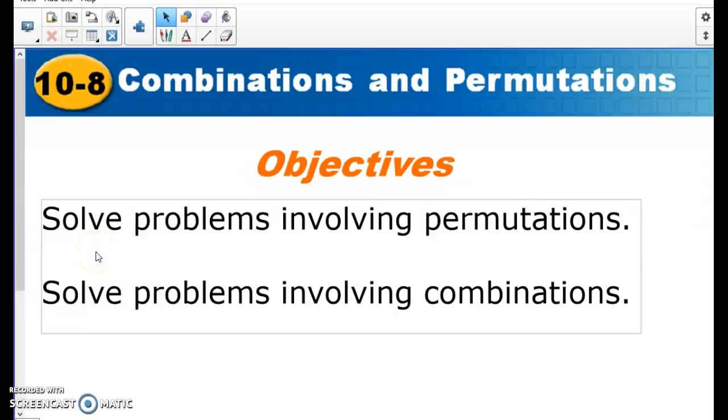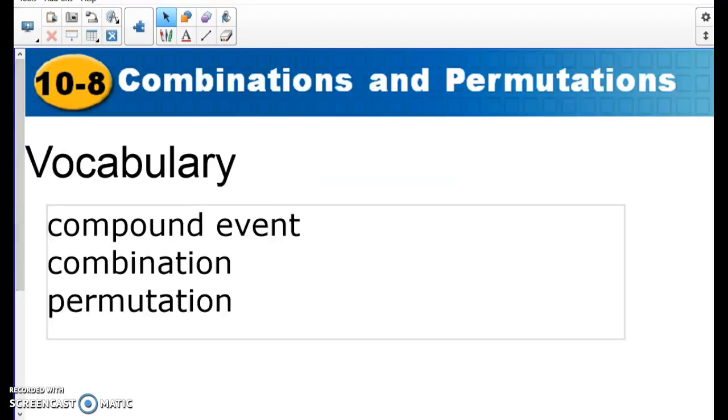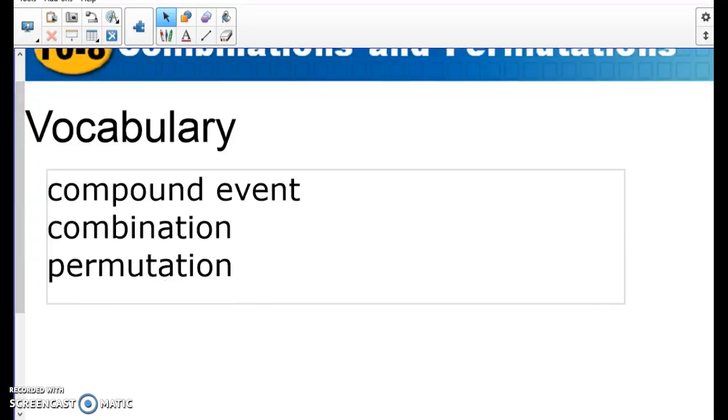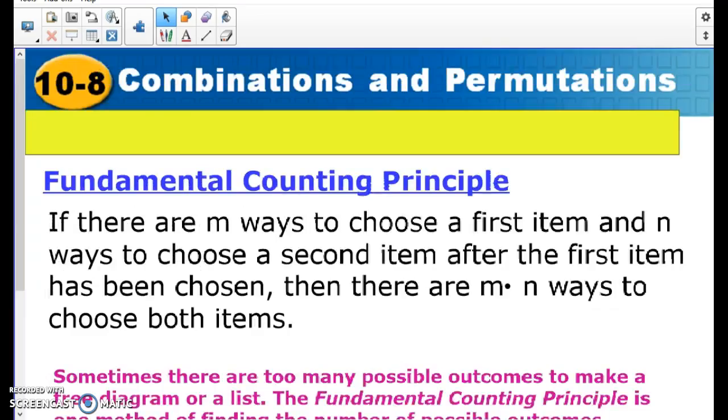Hello, this is Mr. Muller for lesson 10-8, combinations and permutations. So there's three different kinds of probability we're really going to find. One with combinations, one with permutations, and then one with compound events. Okay, so compound events are the easiest. Those are the ones we're most used to finding.